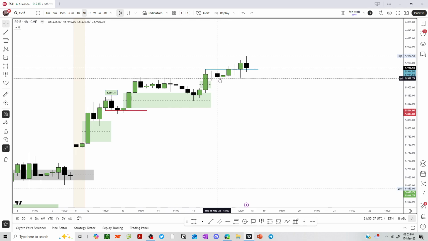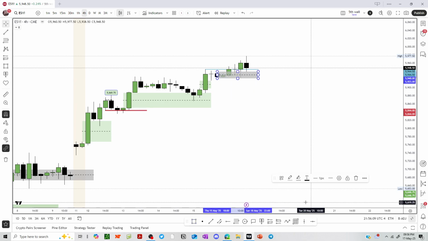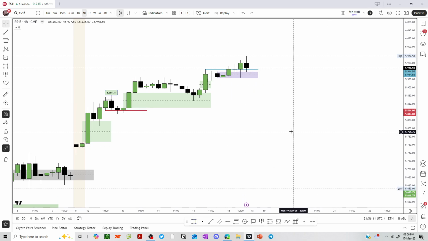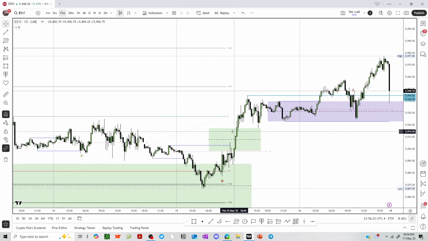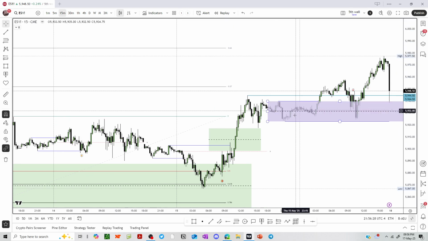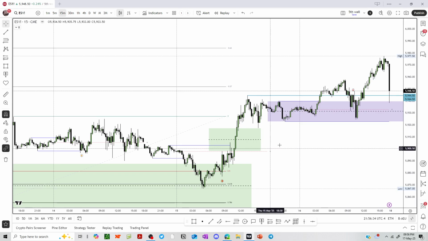Let's just do this. Let's make it purple. That's the entire order block here. Let's see what we get. And this is the 15-minute chart. But it looks good for consolidation. This would be the manipulation. You can see that as well. Let's see what we get here.